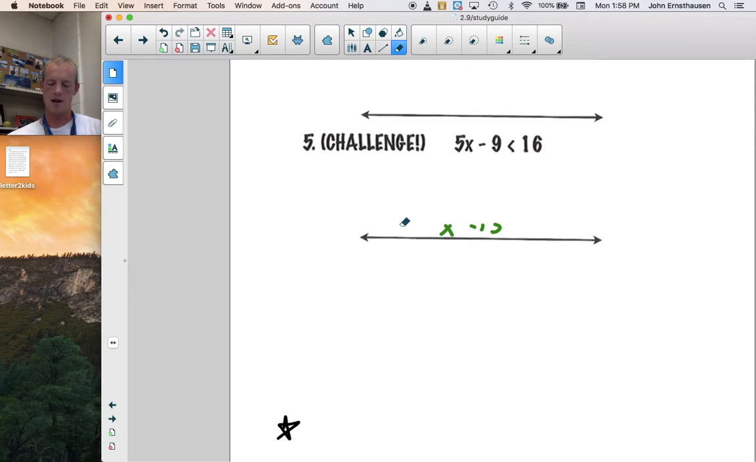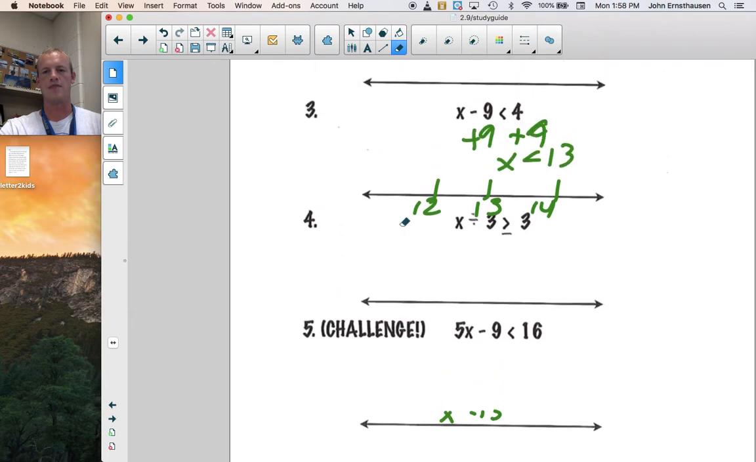Okay, so I add 9 to both sides. X is less than 13, so you're going to put down a 13. Where am I getting these numbers from? You can't make any mistakes here. I'm just putting a number before and a number after. If x is less than 13, I'm going to circle it. Not shaded in because it can't equal 13, and my arrow is going to the left.